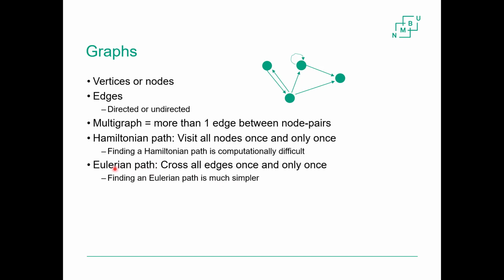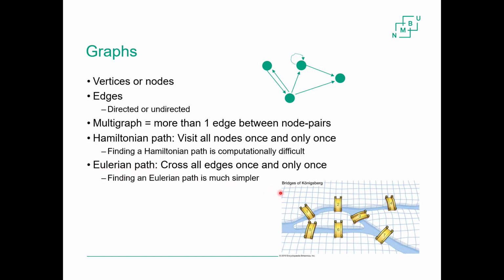And this last problem comes from a classical old problem you may have heard of, the bridges of Königsberg. And this is where the old mathematician Euler lived 200 years or more ago.